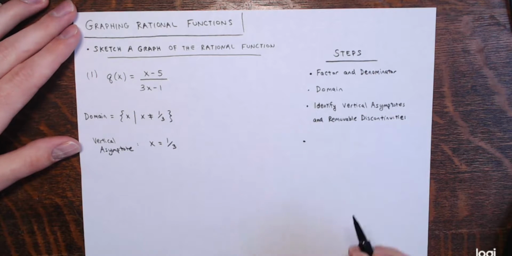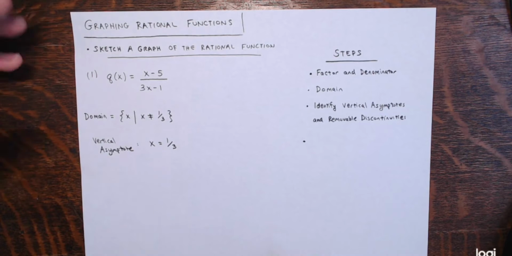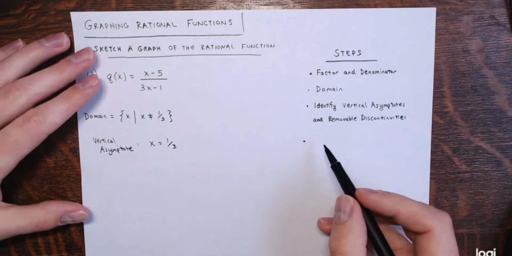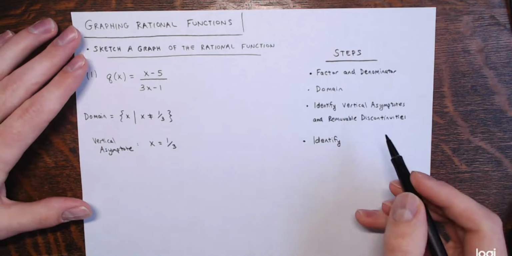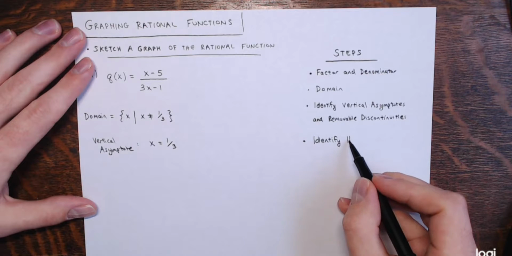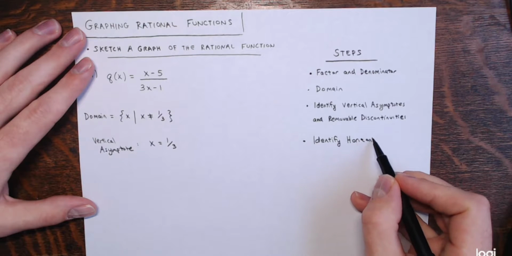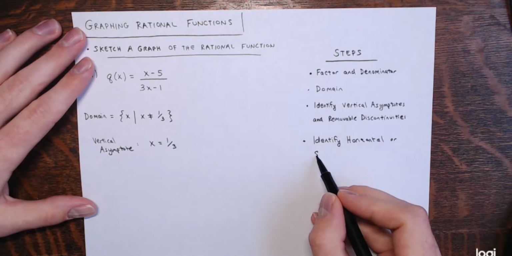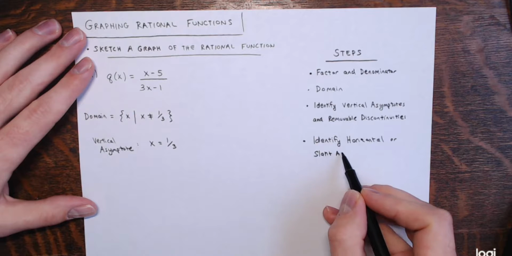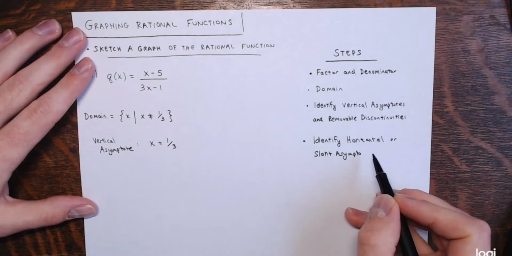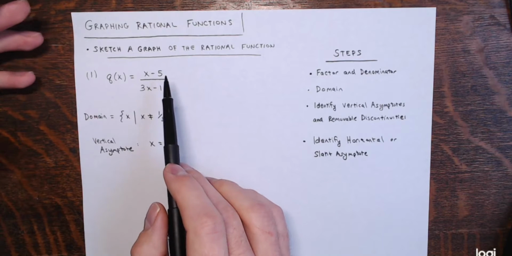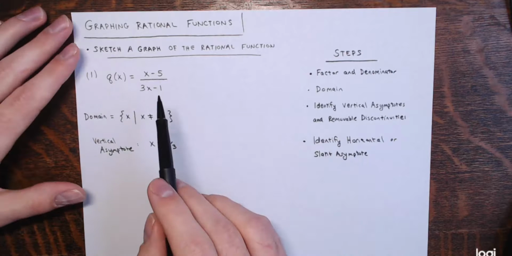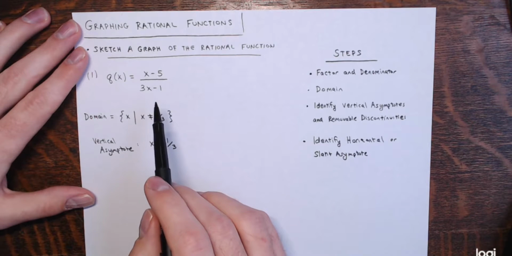Alright, then identify any horizontal or slant asymptotes, which is also something I put a previous video out on. Identify the horizontal or slant asymptote. Well, here, again, I hope you remember all the rules. I'm assuming you've seen my previous videos, and that you've read section 5.6 of this text up to now.